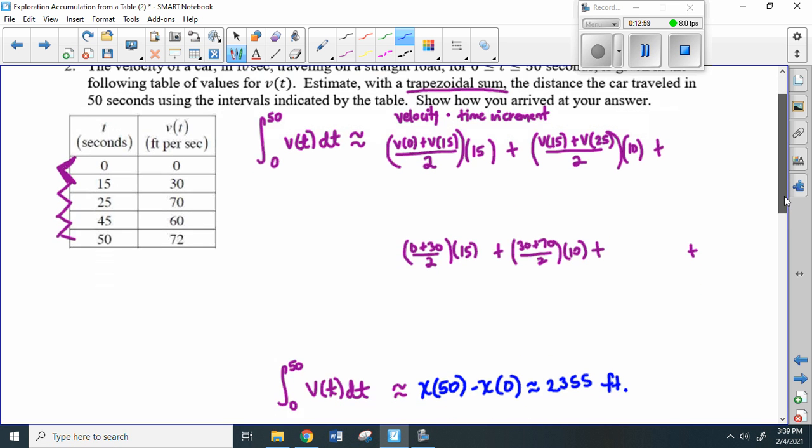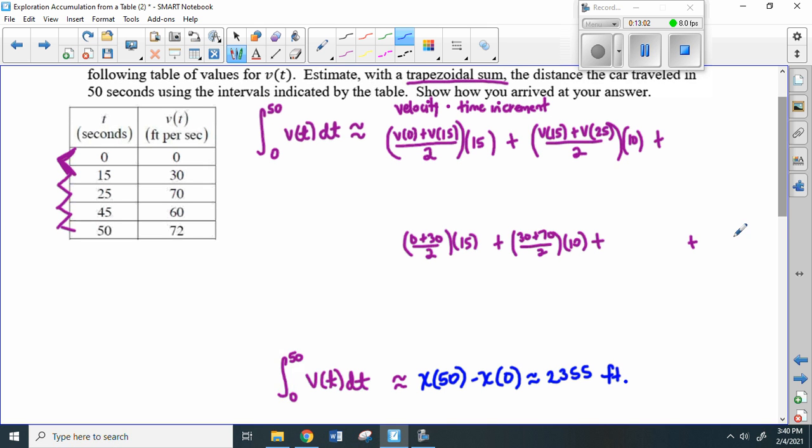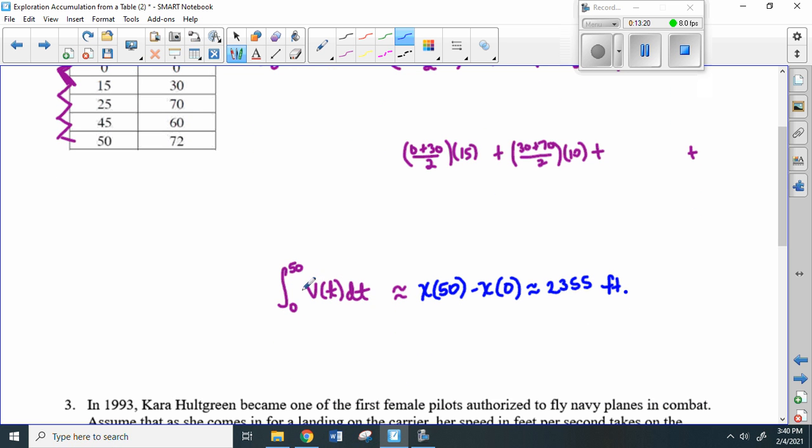So I wanted you to finish that up and then understand that your answer is an approximation of this integral, okay? And if I use the fundamental theorem of calculus, I'm essentially saying that if I integrate velocity from 0 to 50, I get the position at 50 minus the position at 0, right, which is displacement. And so you should end up with 2,355. So I do hope you go back and finish that.